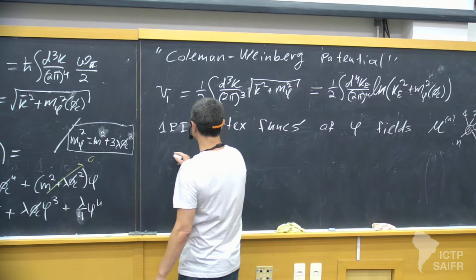Here is my claim. My claim is, if you consider the 1PI amputated two-point correlation function at zero momentum for two varphi fields, this is M_2. This should better be equal to minus d^2 V1 by d phi_c squared. Taking the second derivative is really easy. Doing loop calculations is harder, but let's do them.